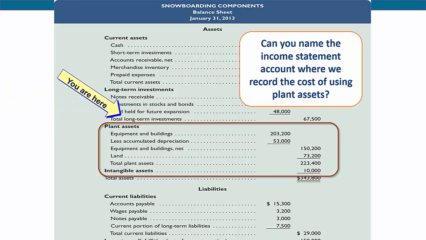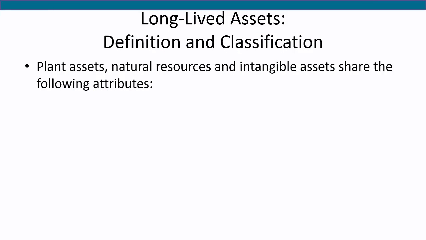We are now at the end of the asset section of the balance sheet, in the area where companies report plant assets and intangible assets. Before we get started, can you name the income statement account where we record the cost of using plant assets? If you name depreciation expense, you're right. In this chapter, we will discuss how to account for the acquisition, the use, and the disposal of long-lived assets.